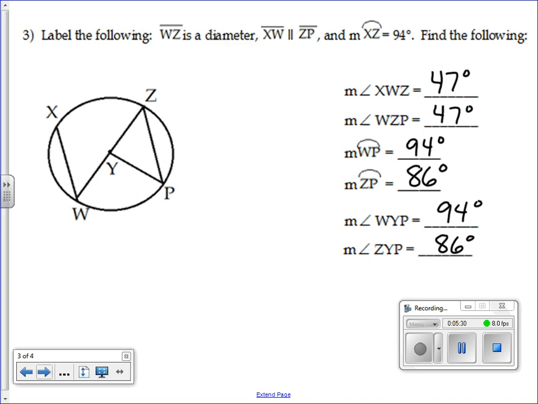So let's go over this. We are given that WZ is a diameter.